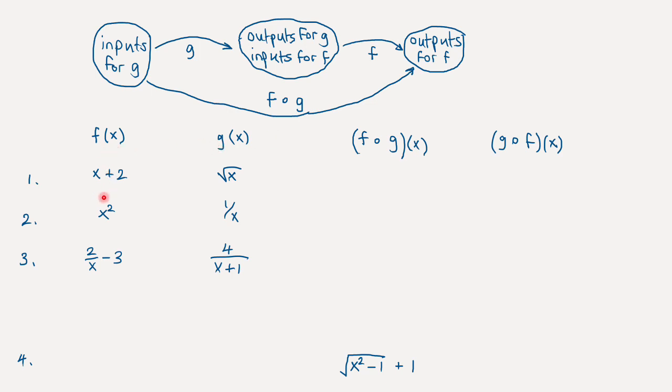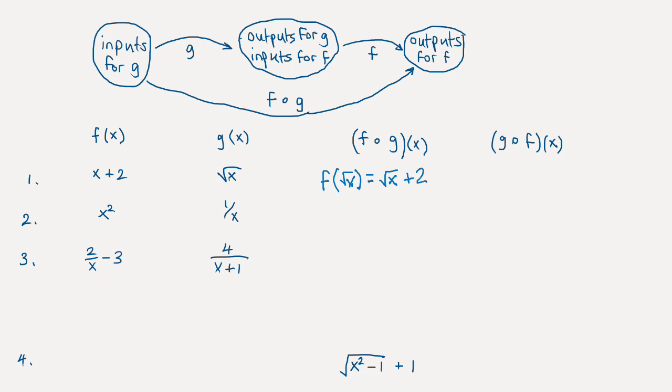So let's suppose the f function is x plus 2, and the g function is the square root of x. So what we're doing, if we're trying to figure out what f on g is, the composition of f on g, then we're applying the f function to the output of the g function, and the g function, the output is the square root of x. So if we think of the square root of x as the input for the f function, the f function says add 2 to the input, so this is going to be square root of x plus 2.